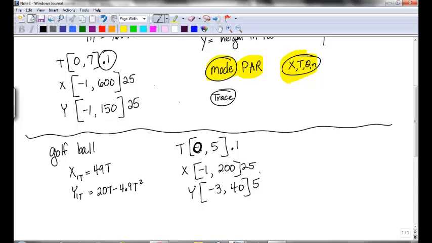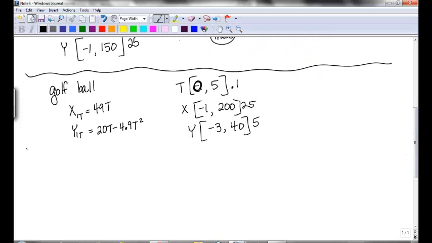Now if you put the trace key on, you can trace how long it took to get up to its highest point, and how long it took to hit the ground. So you get that extra variable in parametric equations. That's a couple of examples.